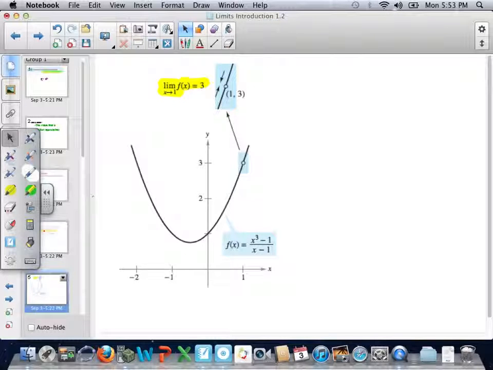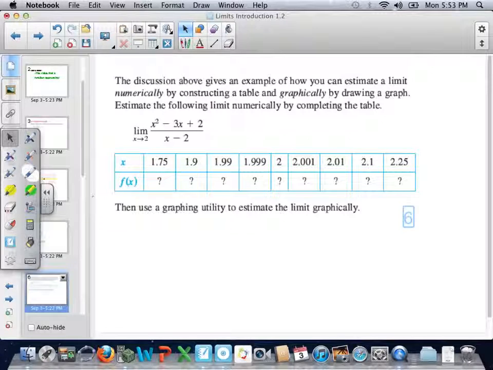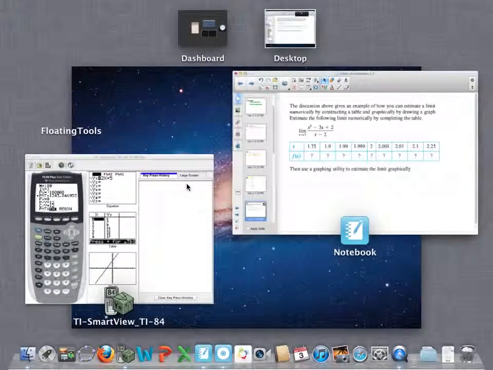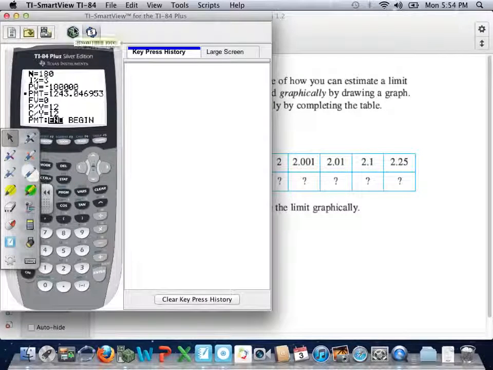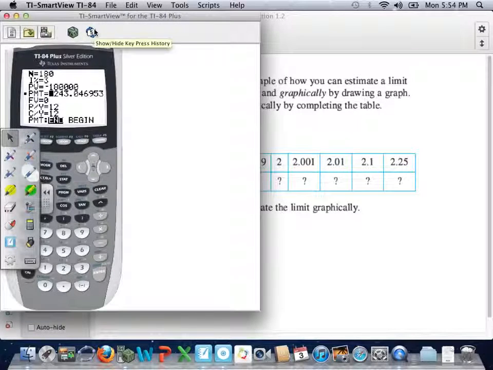Okay. Let's look at a numerical approach to this. All right, so we have a table here. Find the limit as x approaches 2 of x squared minus 3x plus 2 over x minus 2. Now you can take a look at that and we can see that we cannot just plug 2 in and get a value because you can't divide by 0. So let's do this in our graphing calculator. Develop a table in our graphing calculator. So let's put that function into our graphing calculator.